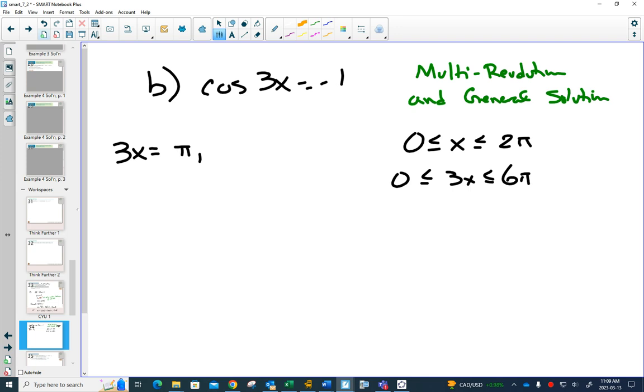Where else is it equal to -1? At the second time around, 3 pi. And third time around, 5 pi. Those are the only places where cos is equal to -1. And we went 3 times around. That's a multi-revolution question.